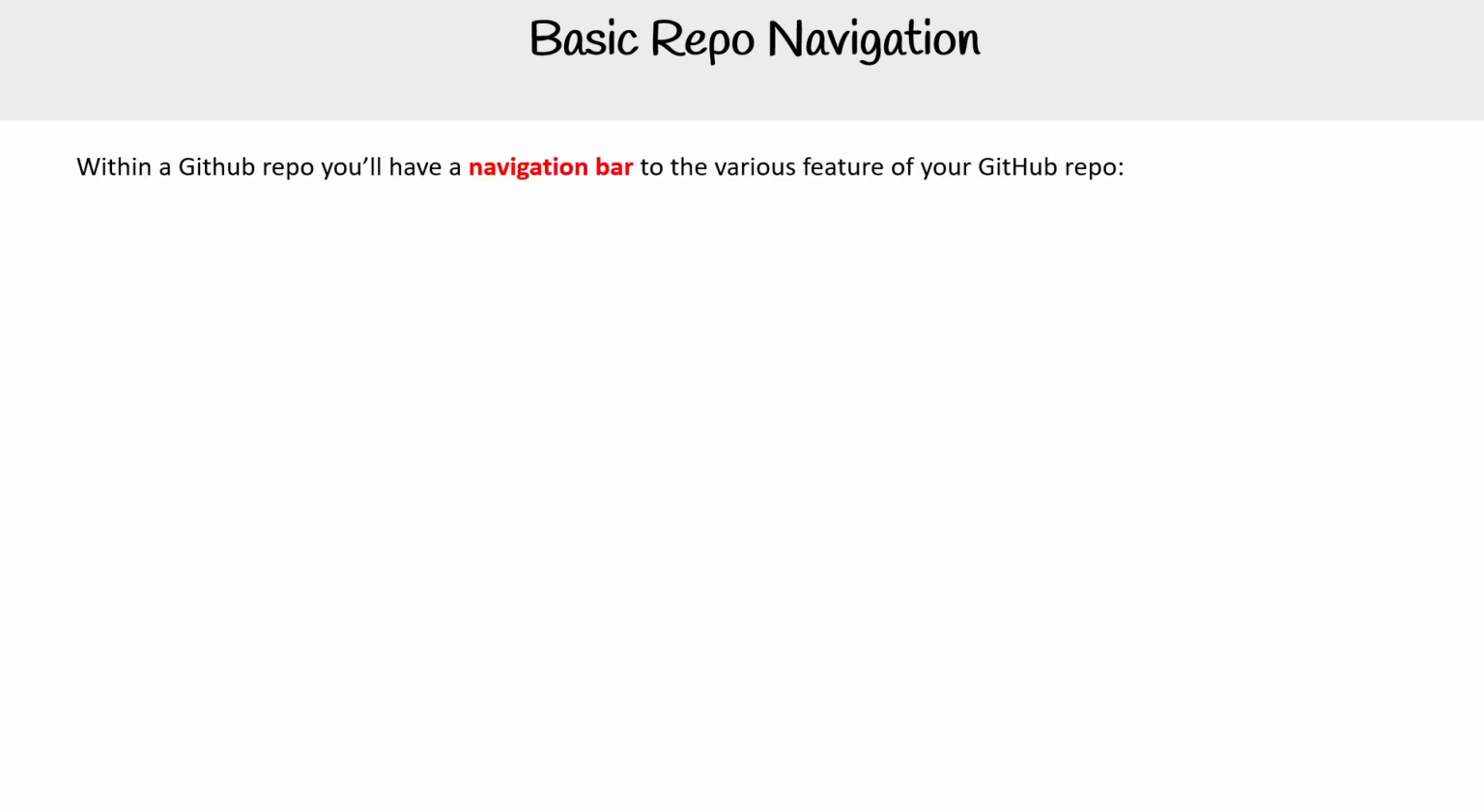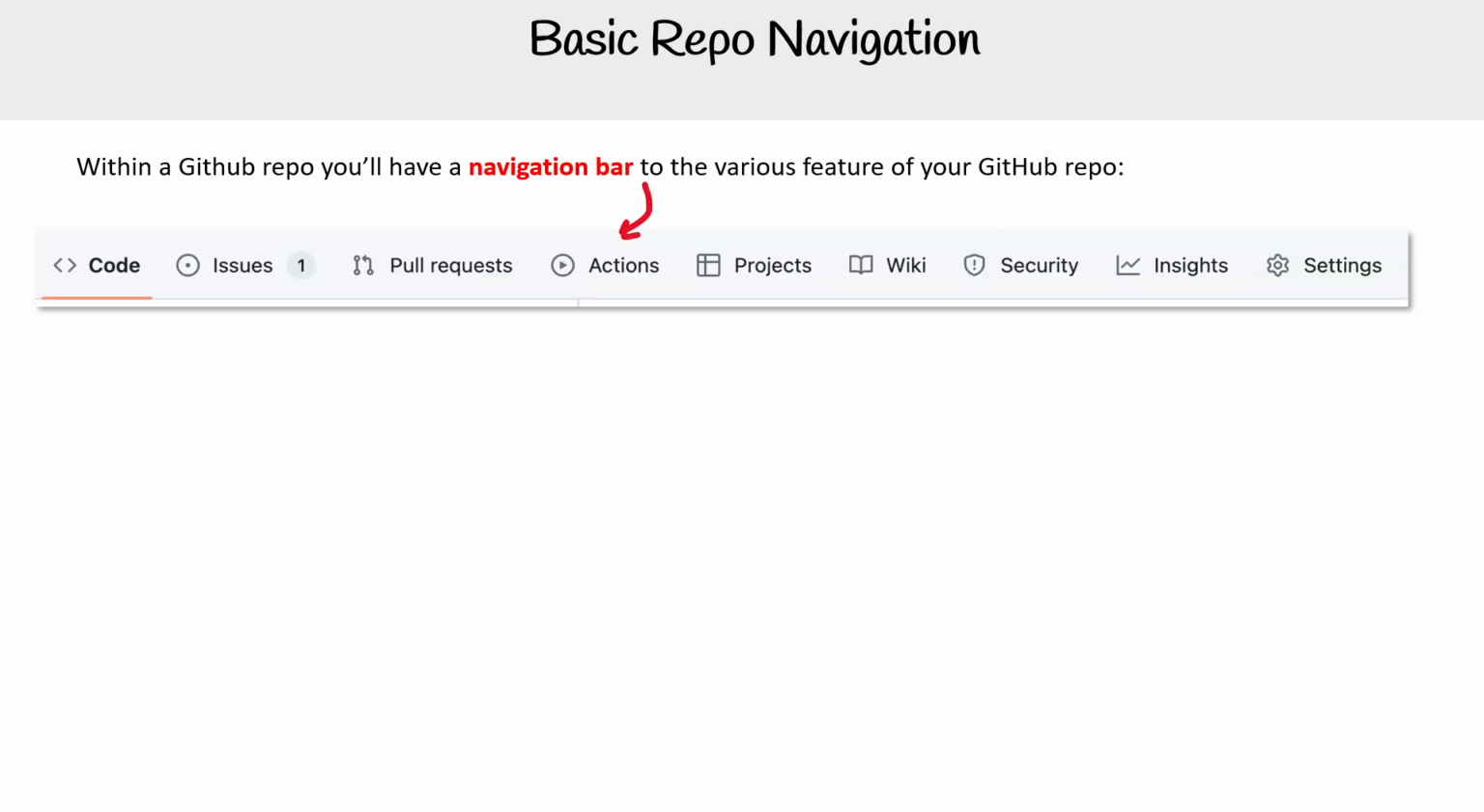So GitHub wants you to know about basic repo navigation. What that means, I don't really know. So I'm taking my best guess to show you what that is. Within a GitHub repo, you will have a navigation bar with various features of your GitHub repo. And this is how you get to all the cool stuff.